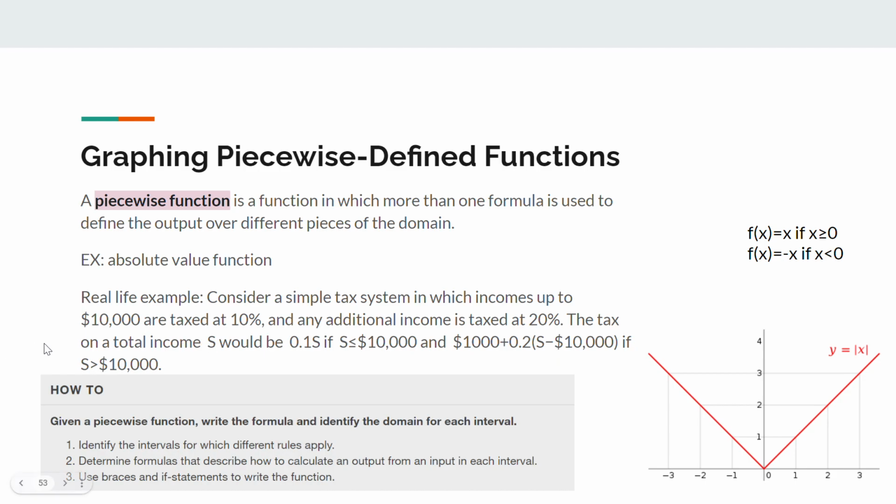Right, so given a piecewise function, how do you write the formula and identify the domain for each interval? First of all, identify the intervals for which different rules apply. Second, determine formulas that describe how to calculate an output from an input in each interval. And at last, use braces and if statements to write the function, like here. We use if x is greater than or equal to 0 and if x is less than 0.